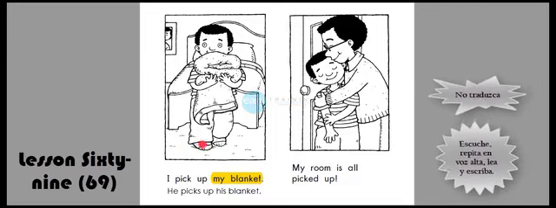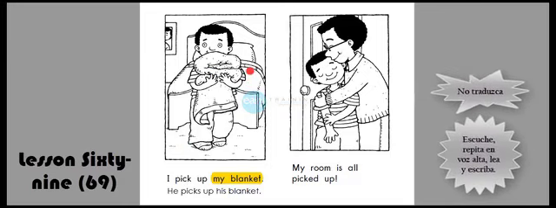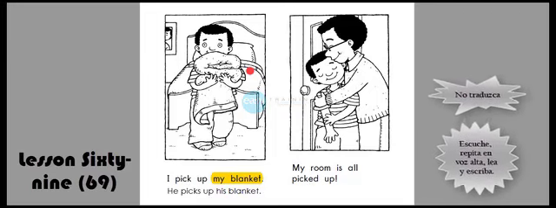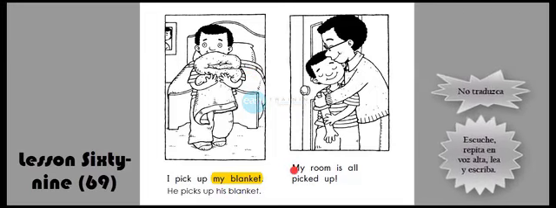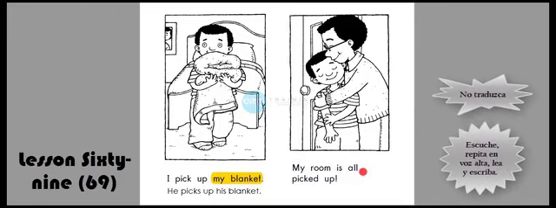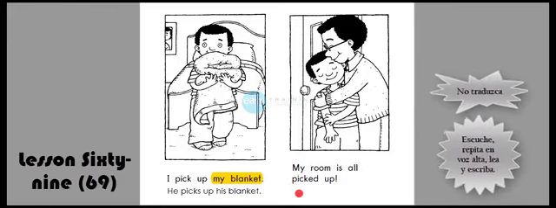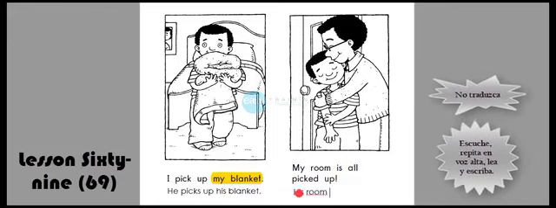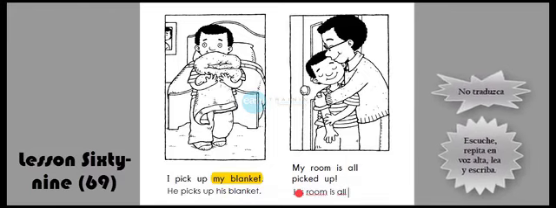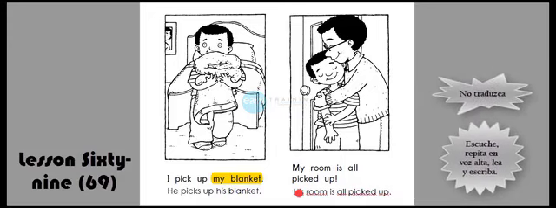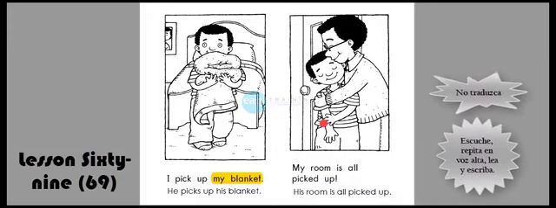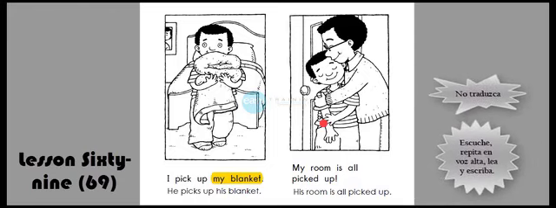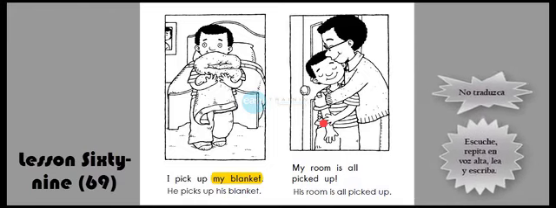And look, his room now is not a mess. His room is not a disorder now. His room is all picked up. Look, he says, my room is all picked up. And I can say, his room is all picked up. His room is now clean. His room is orderly. His room is neat. His room is not a disorder.